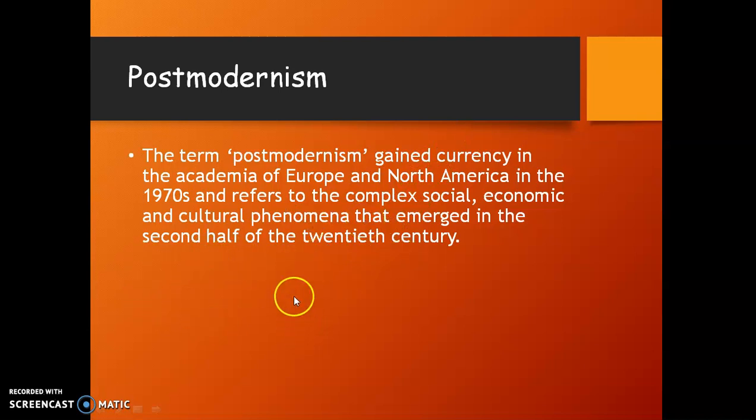gained currency in the academia of Europe and North America, especially the Ivy League universities, in the 1970s. Before that, we do not get any very well developed notion of postmodernism. So the academia, the university teachers, became aware of the condition called the postmodern in the 1970s.